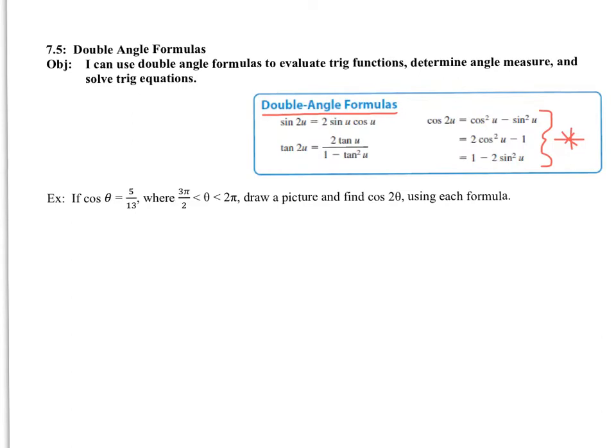Tangent at the bottom is the only one that has a fraction. So again, tangent just has to do its own thing. The expansion for tangent is 2 times tangent u in the numerator divided by 1 minus tangent squared in the denominator. We apply the same kind of rules that we did for the sum and difference formulas. You always want to expand first before you plug anything in.